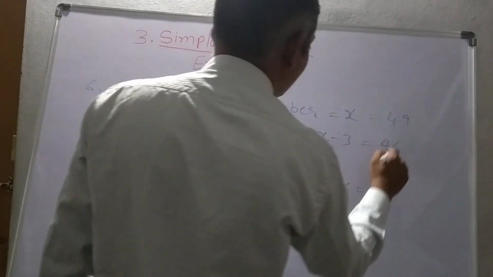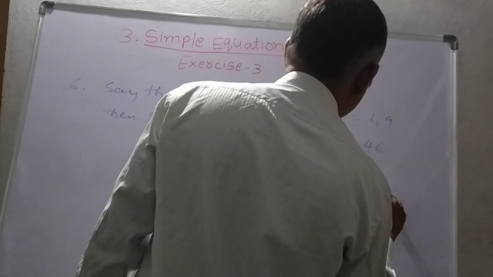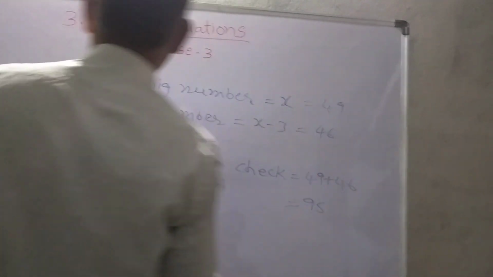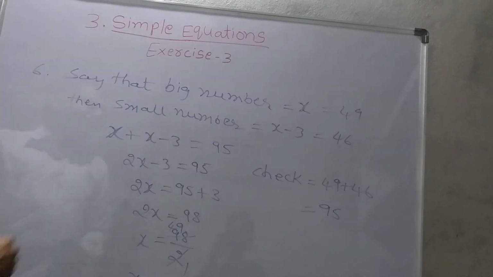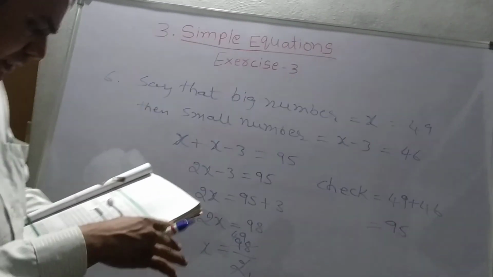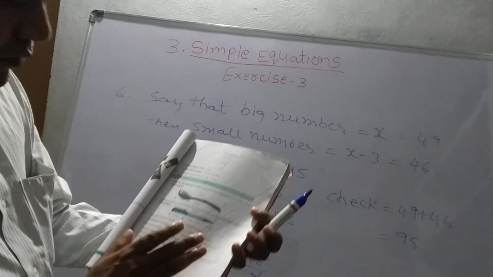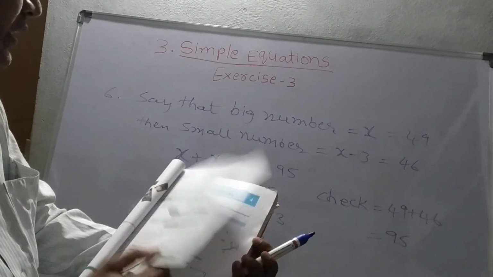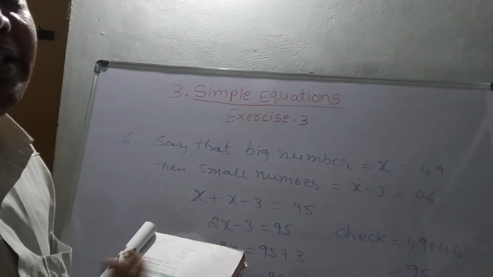Check. If we add these two numbers, 49 plus 46, we get 95. That is the answer. In the same manner, we have to solve some problems. We will discuss the remaining problems in the next class. Thank you.